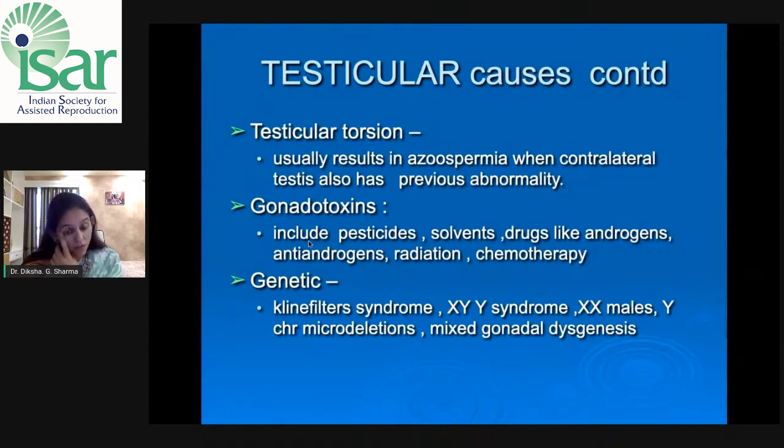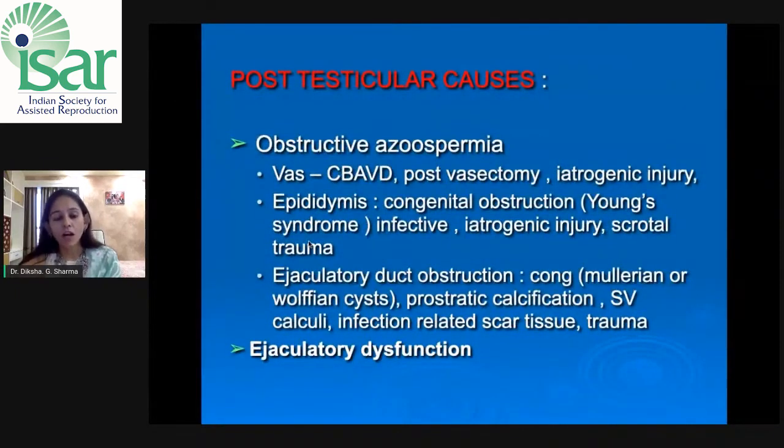Gonadotoxins, where we should include pesticides, solvents, drugs like androgens, anti-androgens, or if the male has had any history of radiation or chemotherapy. Coming to the genetic causes, the common ones are Klinefelter syndrome, XYY syndrome, XX males, Y chromosomal microdeletion, and mixed gonadal dysgenesis. We will be talking in detail about the more common ones a little later.